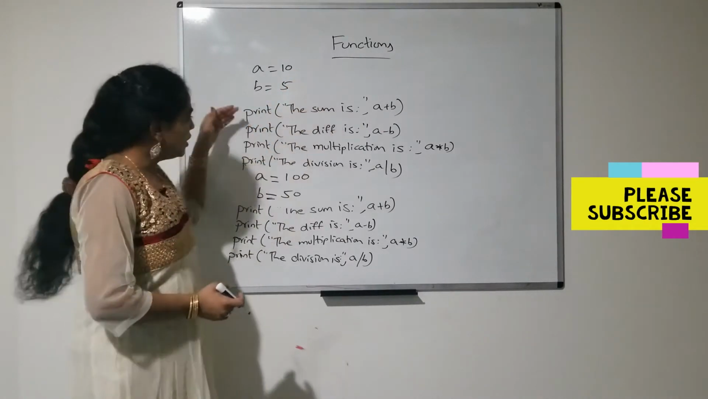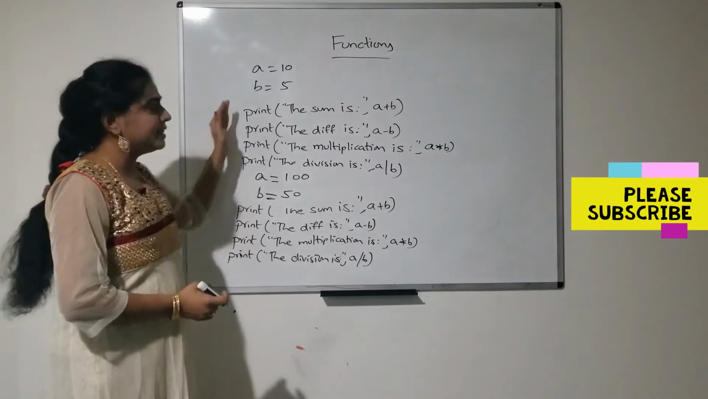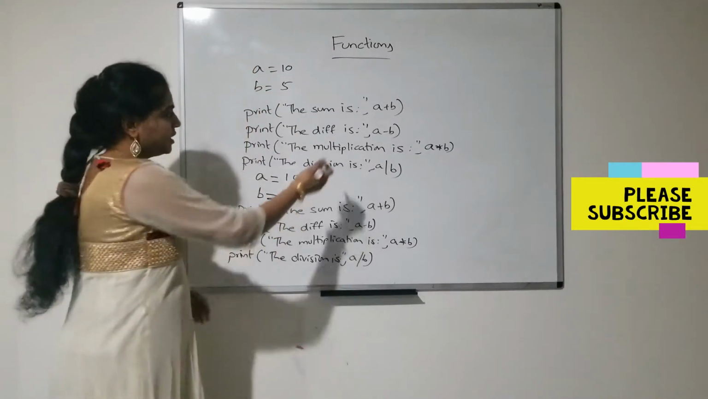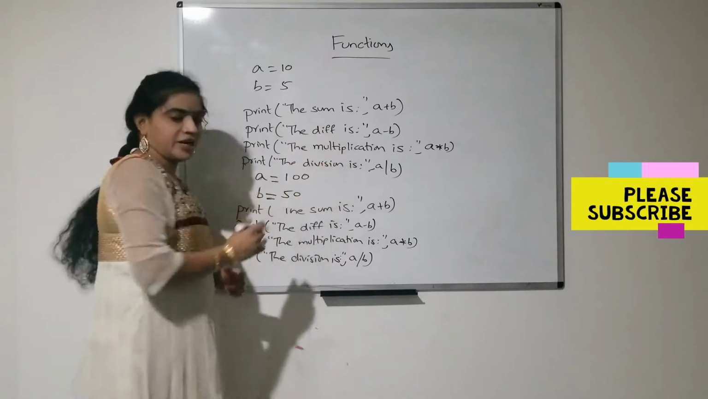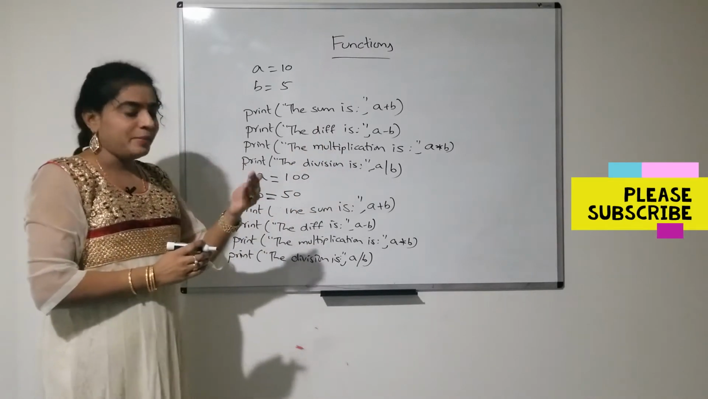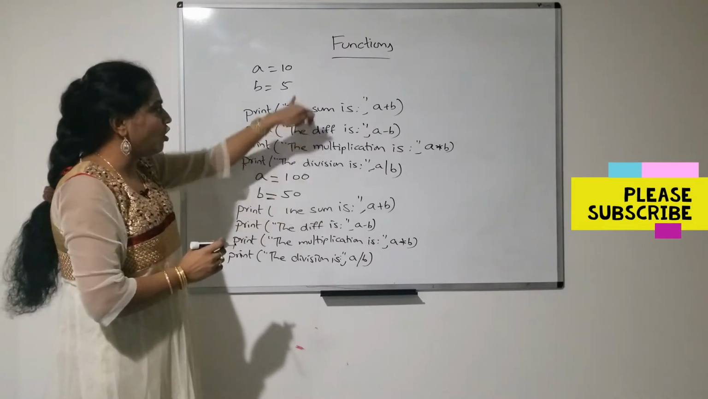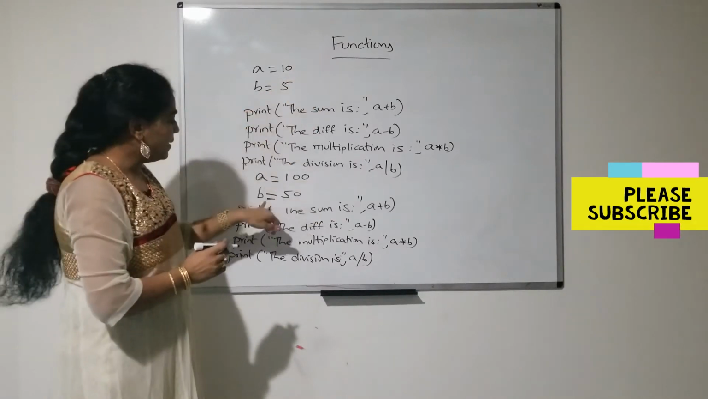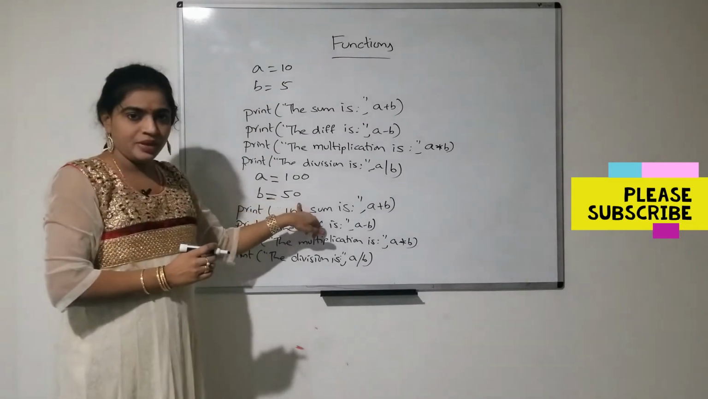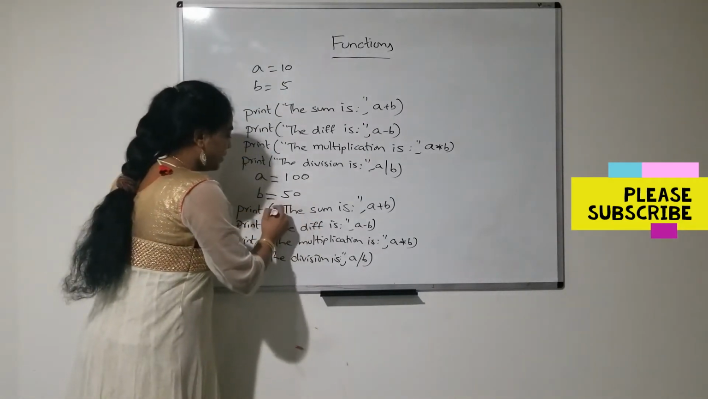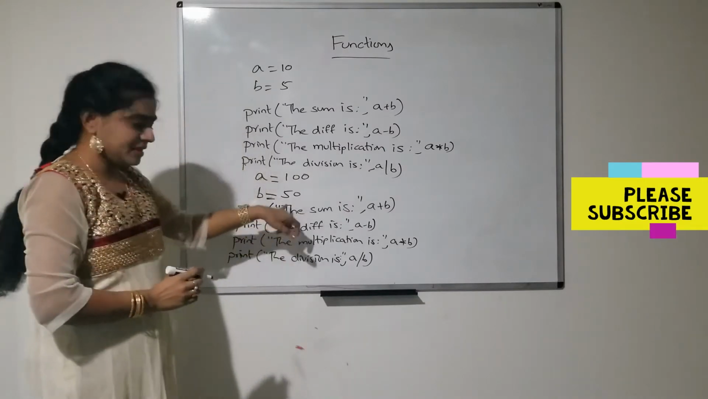Here I am performing arithmetic operations on these two variables: the sum, difference, multiplication and division. Later, my requirement has changed and now a is assigned 100, not 10, and b is assigned 50. Again I am performing the arithmetic operations on these variables.